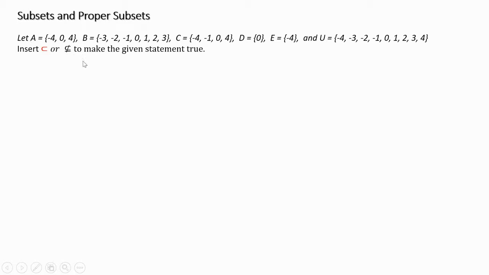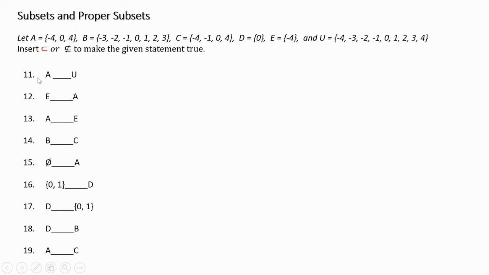But I copied it exactly the way the book was, so that it can help you with some of the examples or some of the homework. Okay. So for example, from 11 to 19, you'd have to place the proper subset or not a subset.